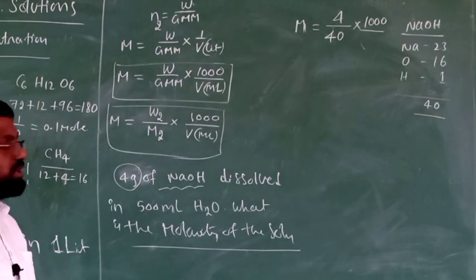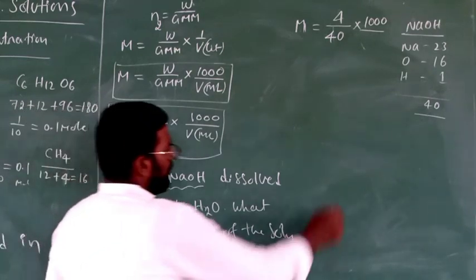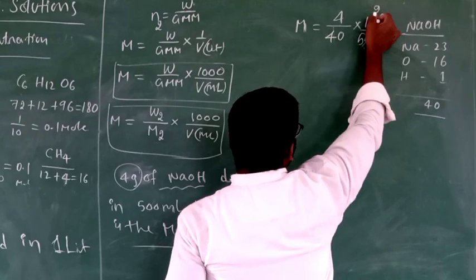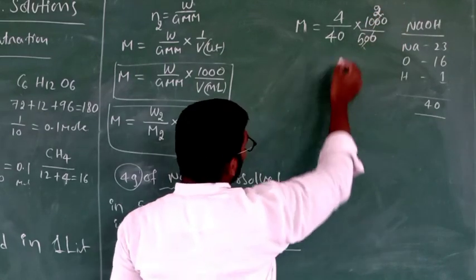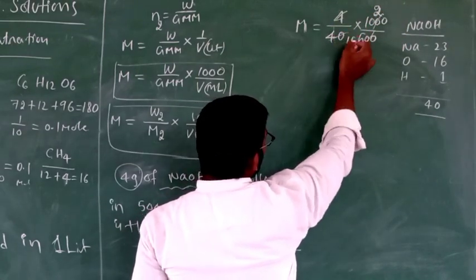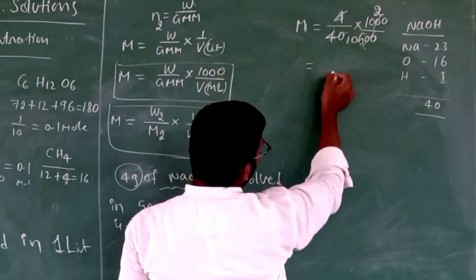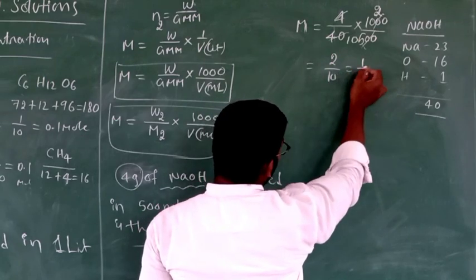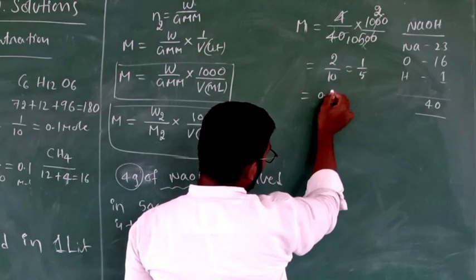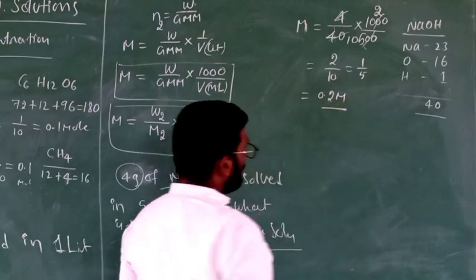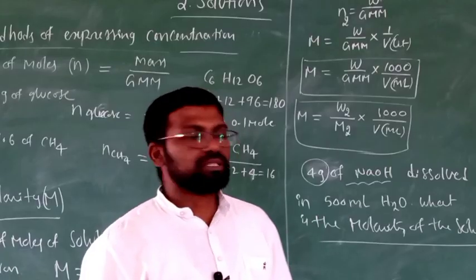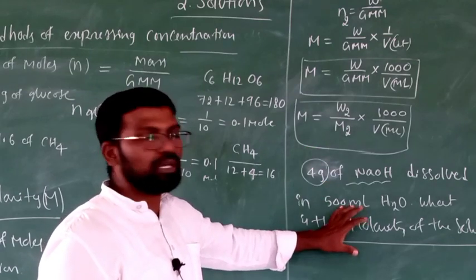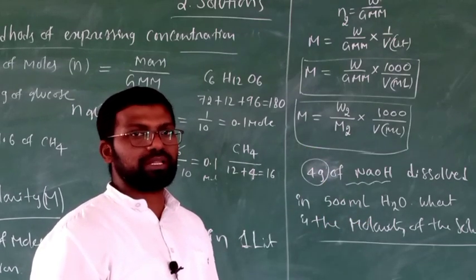The volume of the solution is given as 500 ml, so 1000 by 500. 500 ones, 500 twos, and 4 tens are 40, then we get 2 by 10. 2 by 10 means 1 by 5, which is equal to 0.2. It is 0.2 molar. Likewise, if you get the mass of the solute and the volume of the solution, you can easily determine molarity.